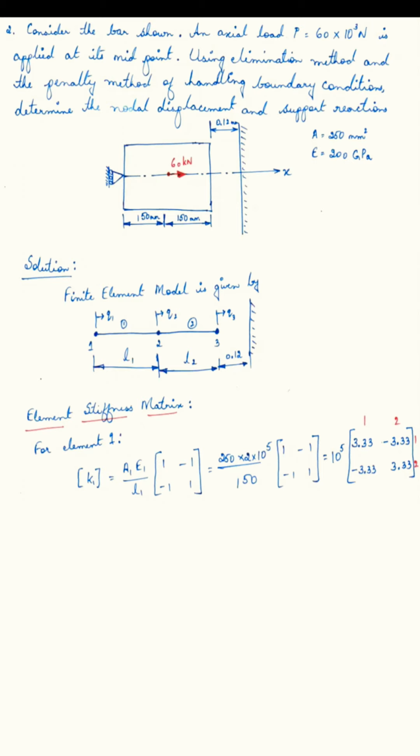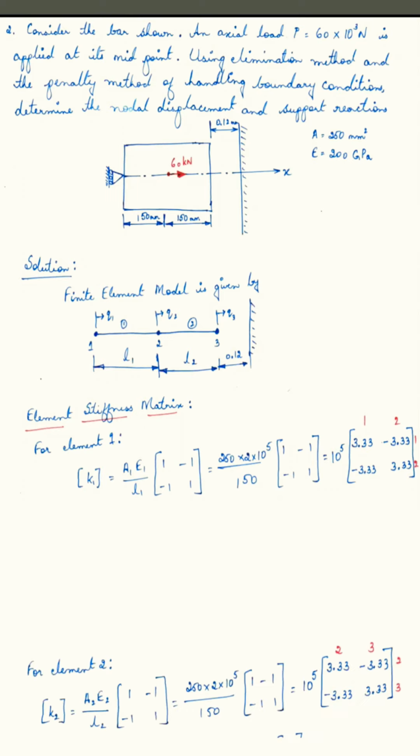So element stiffness matrix is given by A1 E1 by L1 times the matrix [1, -1; -1, 1]. So 250 into 2 into 10 to the power of 5 divided by 150, times [1, -1; -1, 1]. So 10 to the power of 5 multiplied by the matrix. As I told you, we'll try to keep 10 to the power of 5 common, so that the remaining term 3.33 is multiplied inside the matrix. We'll obtain the value 10 power 5 into [3.33, -3.33; -3.33, 3.33].